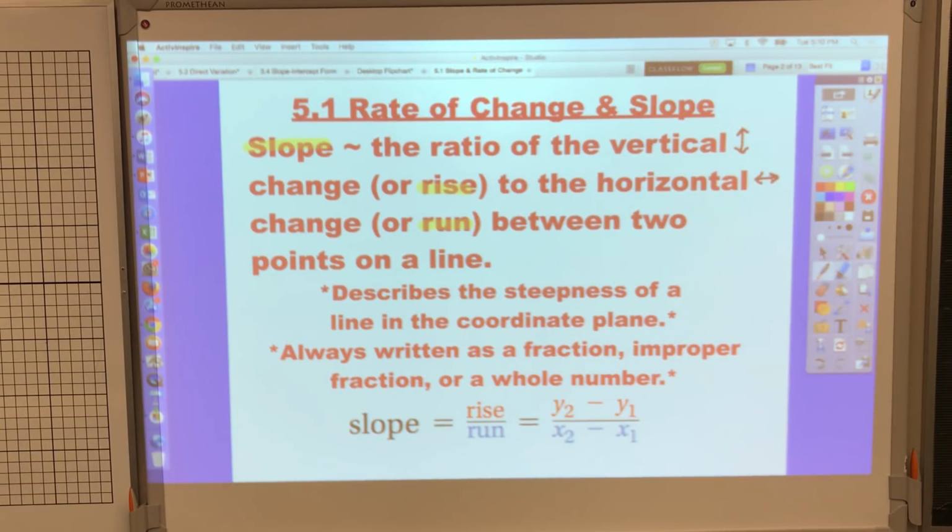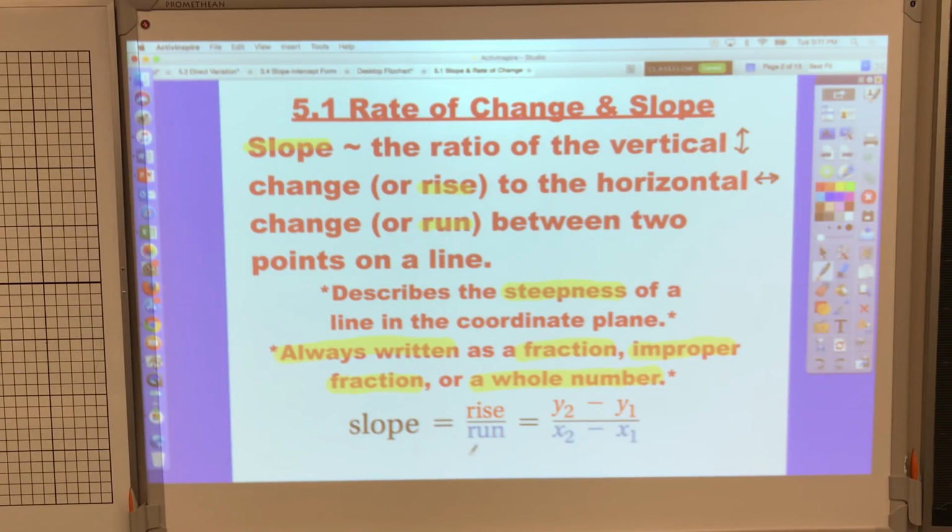Okay? What slope actually tells us about is the steepness of a line. How fast that line is going up or how fast it's going over. It is always written as a fraction, an improper fraction, or a whole number. And whole number meaning really an integer because it can be both positive and negative. When we're talking about slope, there's two major methods to find it.